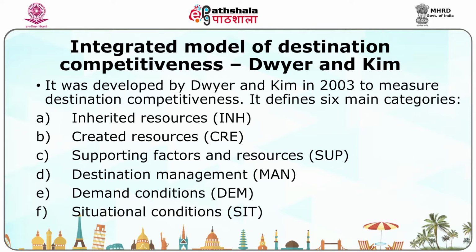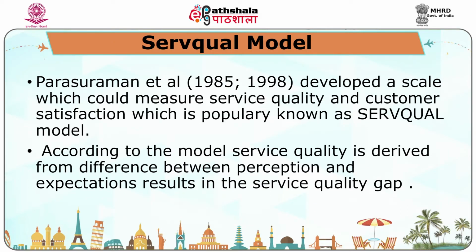The integrated model of destination competitiveness was given by Dwyer and Kim. It was developed by Dwyer and Kim in 2003 to measure destination competitiveness. It defines six main categories: A. Inherited resources, B. Created resources, C. Supporting factors and resources, D. Destination management, E. Demand, F. Situational conditions.